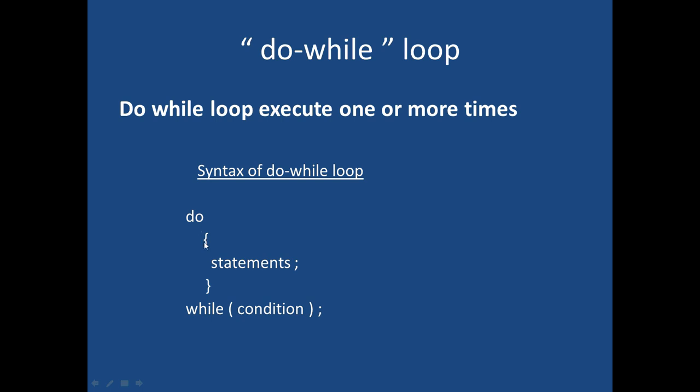So do, body of the loop, while, and condition. First time the control enters the body of the loop, executes the statements, then checks the condition. If the condition is true, then again control transfers to do, and again statements are executed, and then the condition is checked. If it is again true, then control again transfers to the do step and enters into the body of the loop.